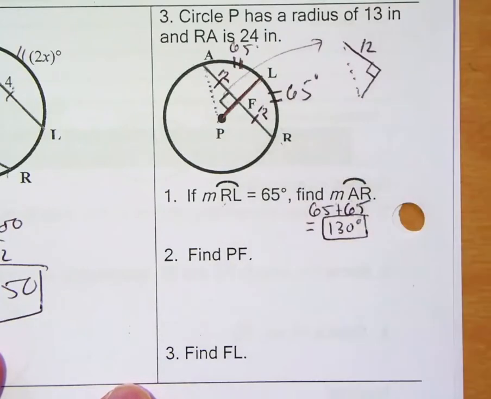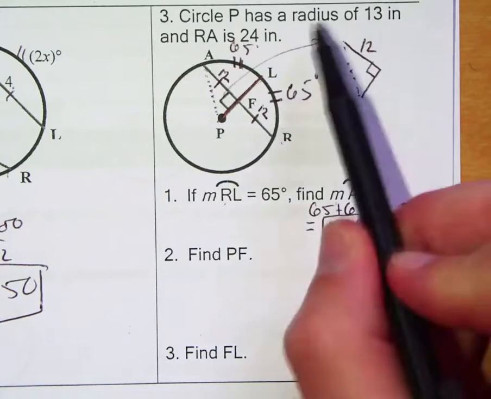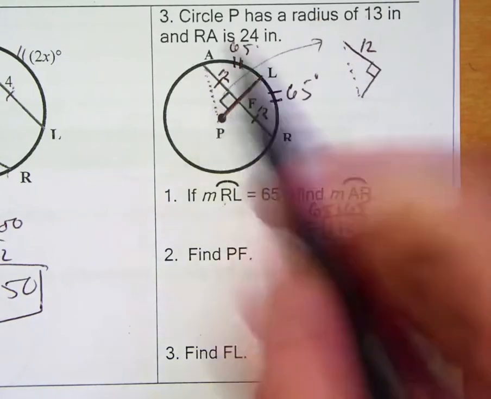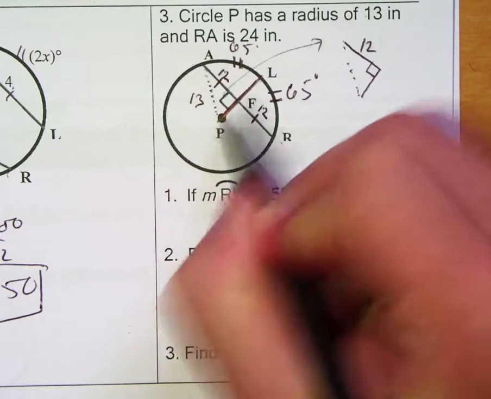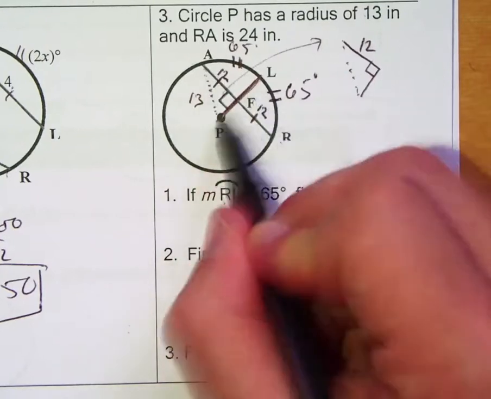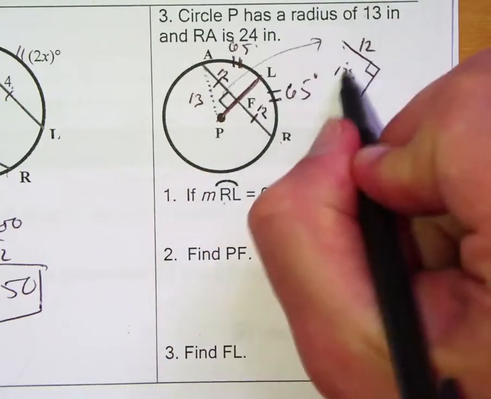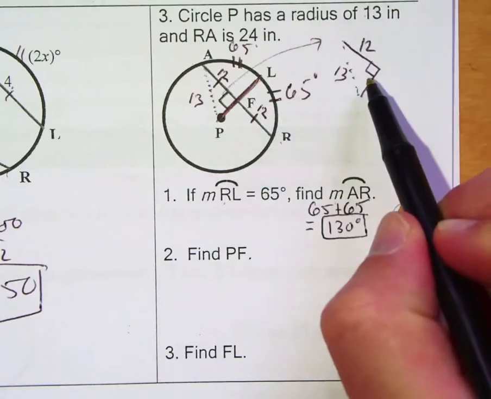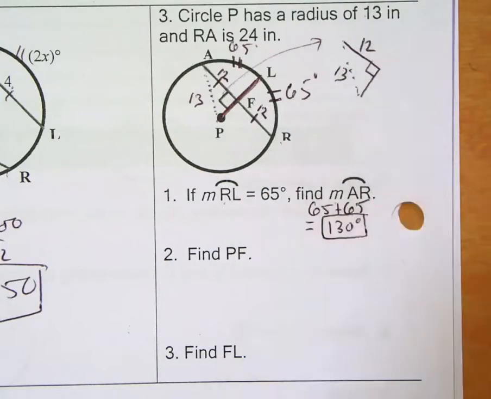This is 12. And you might say, well, now what? Well, look, the radius is 13, so that meant this was 13. It also means this is 13 right here. Any radius I were to draw would be 13. So if this is 13, you can do the Pythagorean theorem, or you can realize that this is a 5, 12, 13 triangle. So that makes this little segment here, PF, 5.